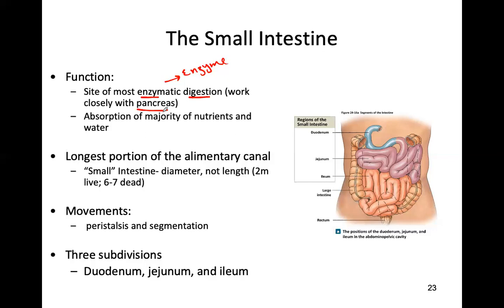Please also note that you have the action of peristalsis and segmentation happening, which means you're still going to do the mechanical breakdown through the segmentation process and effectively move the chyme through your digestive tract using peristalsis movement.